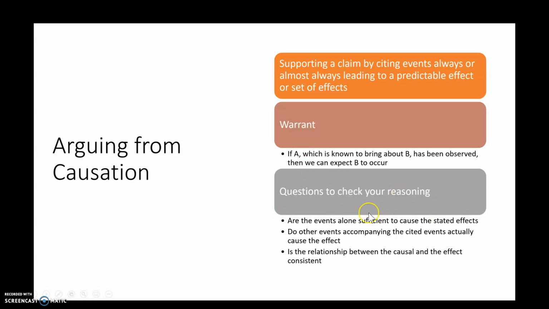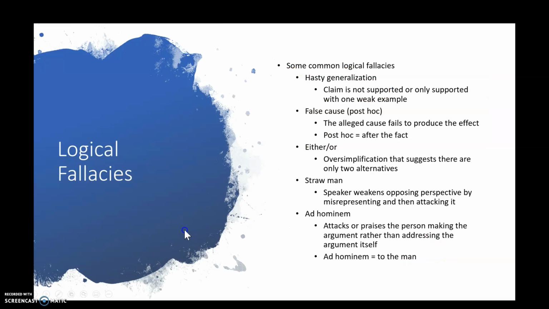Are the events alone sufficient to cause the stated effects? So you want to check there to see if there are any other variables that you maybe are not accounting for. Do other events accompanying the cited events actually cause the effect? So I'm trying to think of a good example here. A medical example. I'm not coming up with one. But are there other things that might be causing the effect? Are there other variables or contributing factors that maybe you haven't considered? And is the relationship between the thing causing it, and the effect consistent?